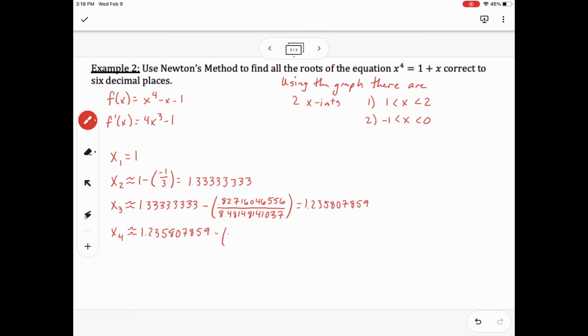So the first time that I see 6 decimal places that have the same values in the same positions, that means that I have accurately approximated this number for the root of the equation.